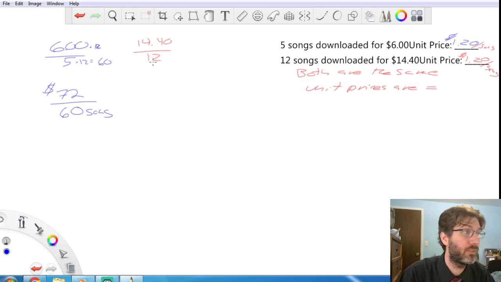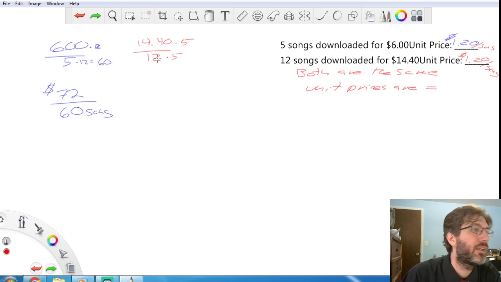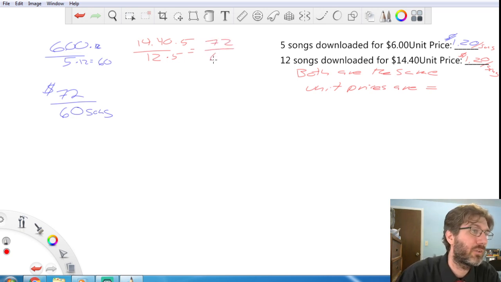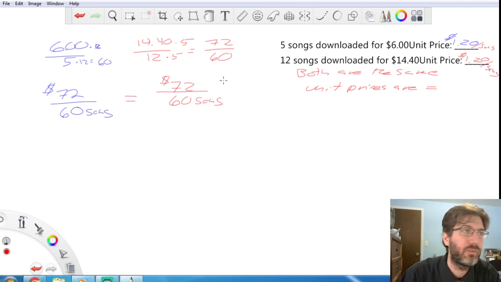Just finding common denominators with it. And for the red one, if you want to find common denominators with it, you're going to be multiplying this by 5. So you multiply that by 5 because that's where that comes from, 14.4 times the 5. In that case, you get, oh yeah, I guess it's the same thing. So 72 over 12 times 5, which is 60. So that's where that 72 comes from. And that's $72 for 60 songs, and that's how you know they're equal. So these actually are proportional.